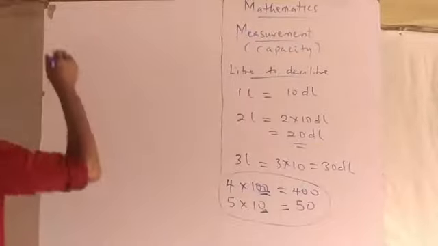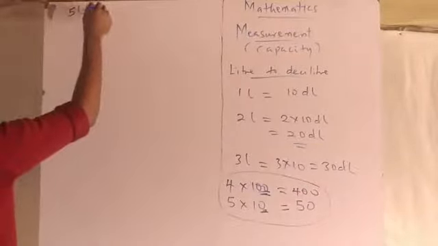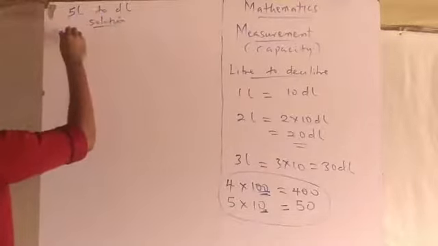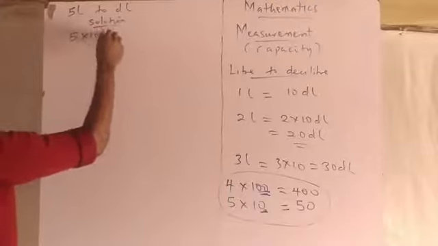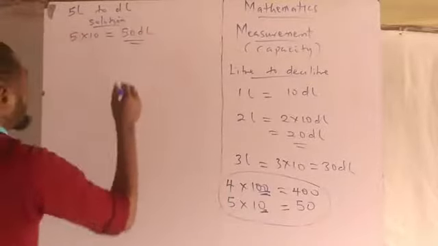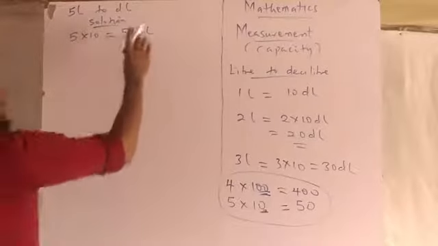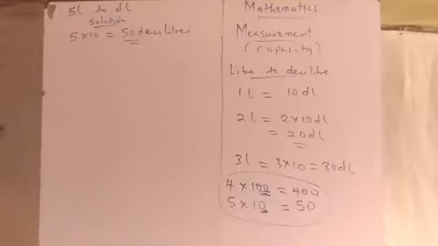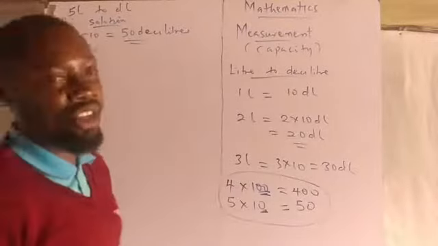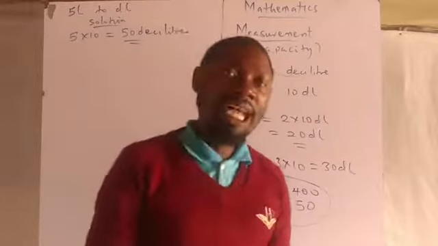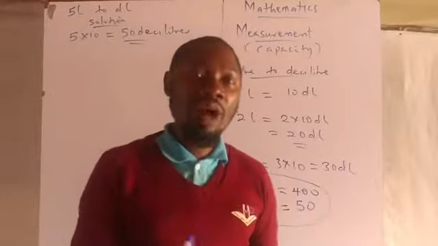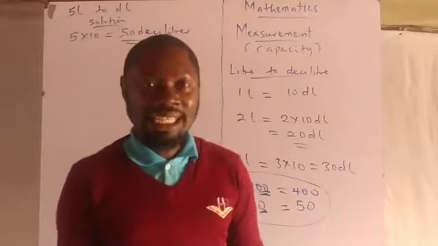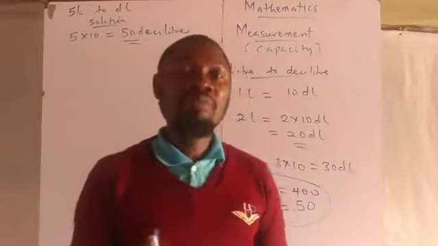If you're asked to change 5 liter to deciliter, what you simply do is multiply 5 by 10. Your answer becomes 50 deciliters. That is your answer. You can write it in full: 50 deciliters. Whenever you're changing liters to deciliters, you are to multiply by 10.